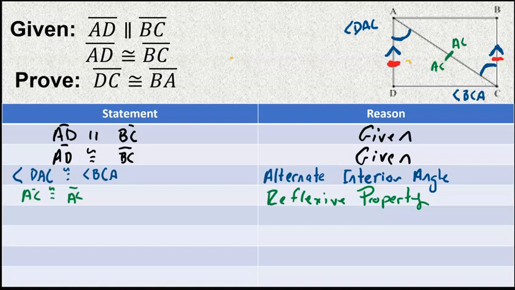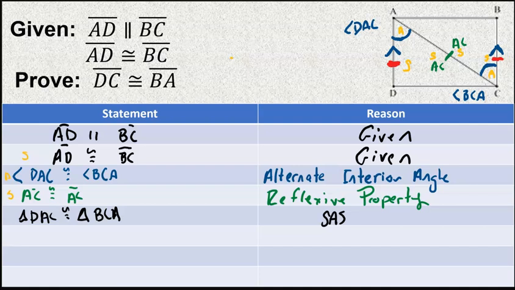AD is a side, DAC is an angle, and AC is a side. Then BC is a side, BCA is an angle, AC is a side. I check my table. I have the side listed here, I have an angle, and I have a side. So that means I have enough to prove my triangles are congruent. I can state that triangle DAC is congruent to triangle BCA by side angle side.